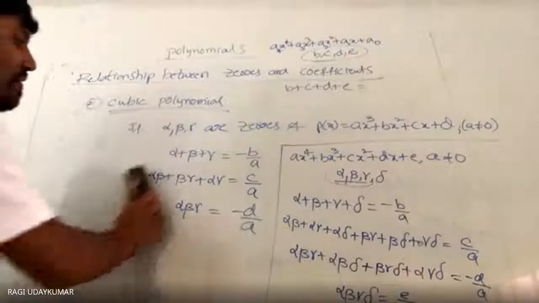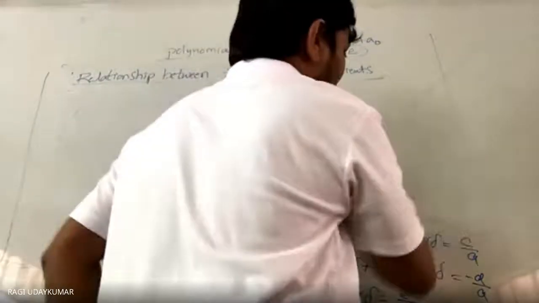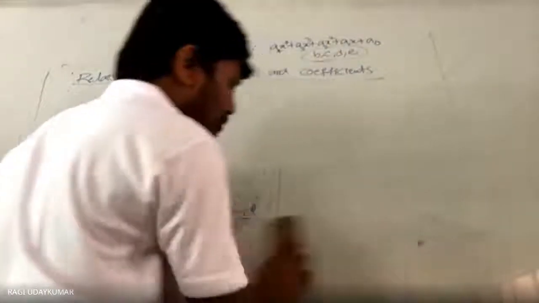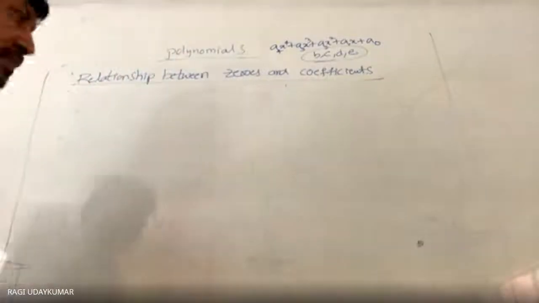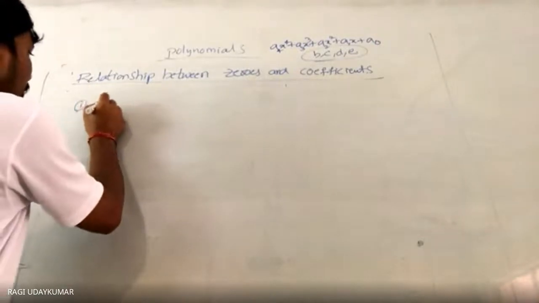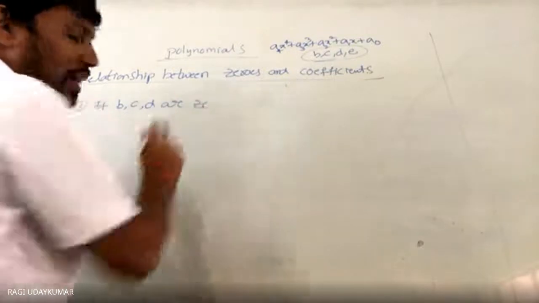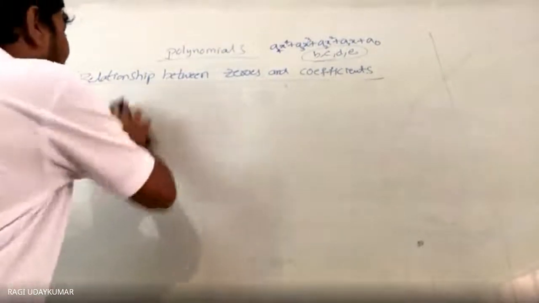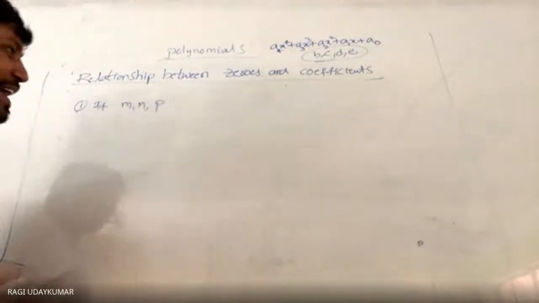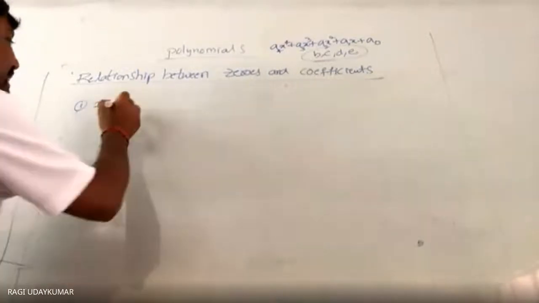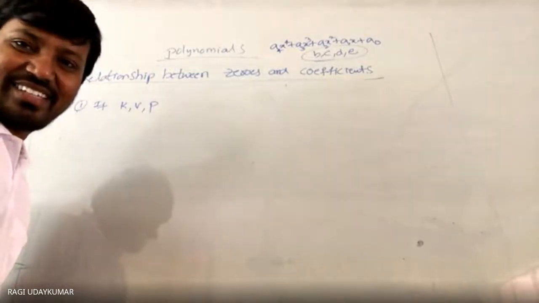I give you one problem as homework. Just how many of you will do that one and submit it in Google Classroom? You can submit your work. Just a simple question I am asking you. If B, C, D are okay, why do we take B, C, D? We'll take some other letters, like M, N, P. Why M and P? I'll take K, V, P.